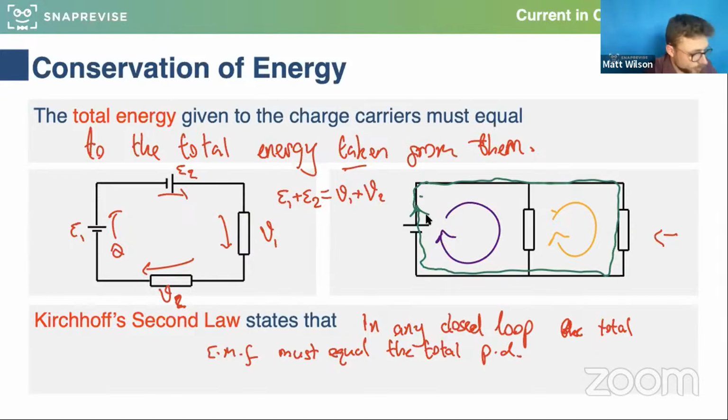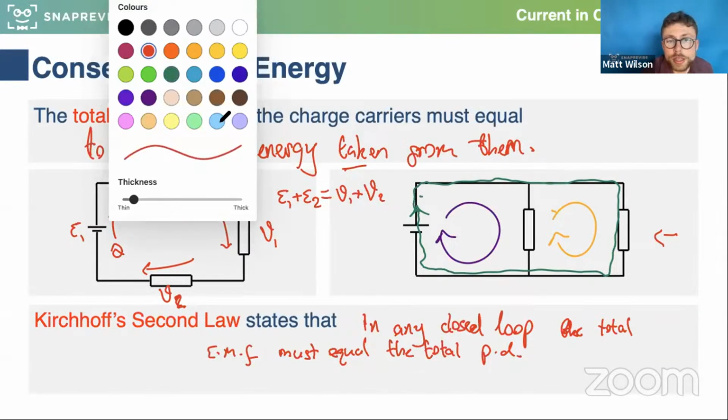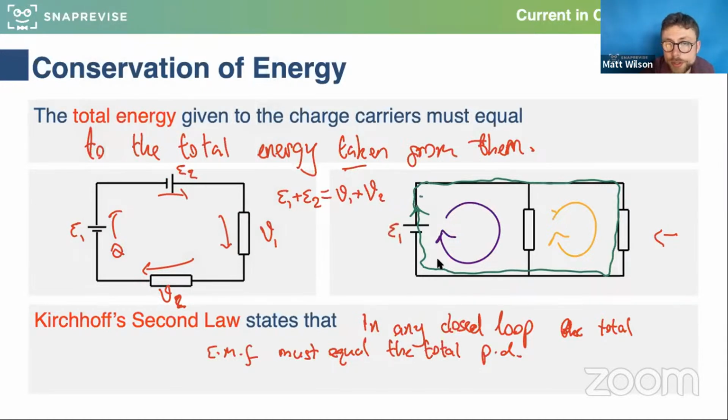Okay, good. So let's imagine that we had some EMF here, E1. Then if we look at this first loop, this purple loop, we know we will drop some potential difference here, V2, but the size of this potential difference will be the same as the EMF because the energy we pick up is the same as the energy we lose. So if this is 5 volts, then this will also be 5 volts.